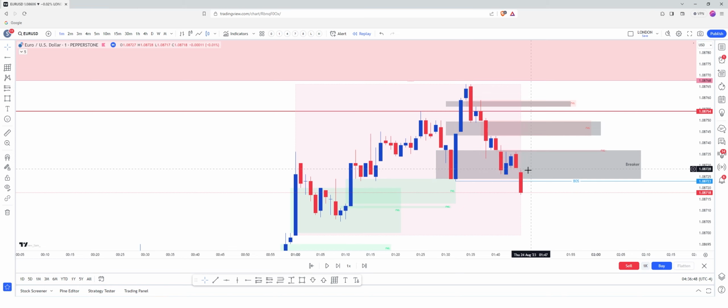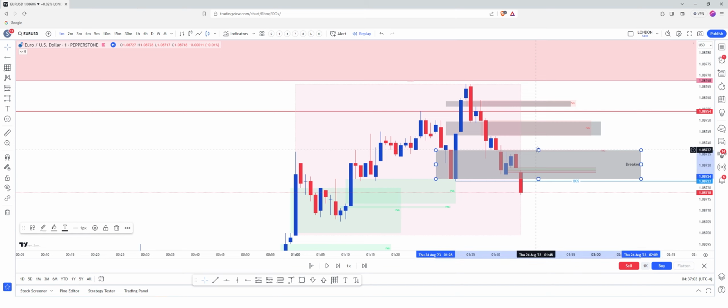Within this break, we've also got a volume imbalance in this area here. So price is obviously very aggressively moving away, and we've got the fair value gap just above the breaker as well. You'll know from previous videos, and you've possibly seen it online, if you have fair value gaps within a breaker, I believe this is classed as the unicorn entry.